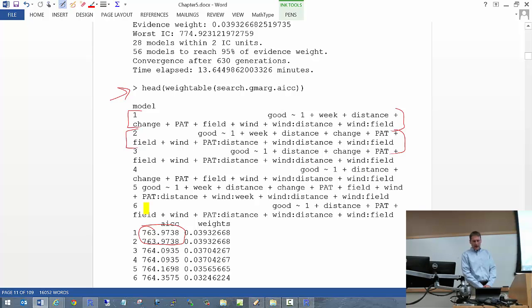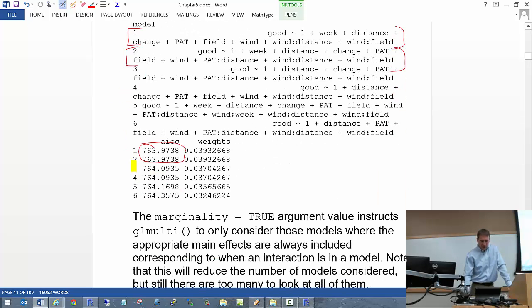So what this is saying is that there are some interactions that look to be important, such as wind and distance, and we've talked about that in Chapter 2. But we also have some other ones, such as wind and field, PAT and distance. That's kind of interesting. Why would we have PAT and distance as an interaction? More on that later.